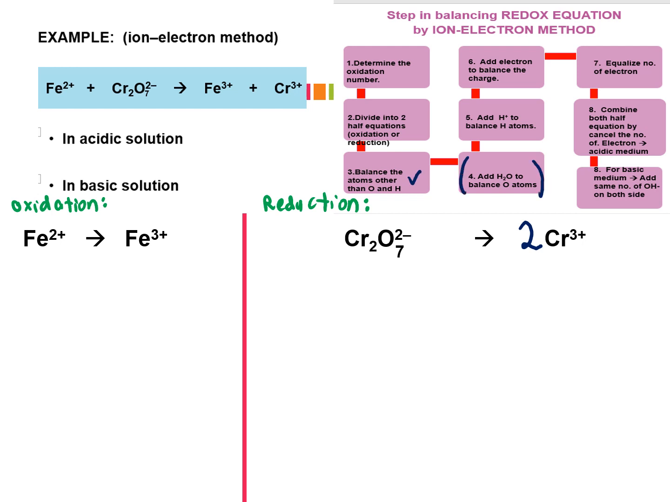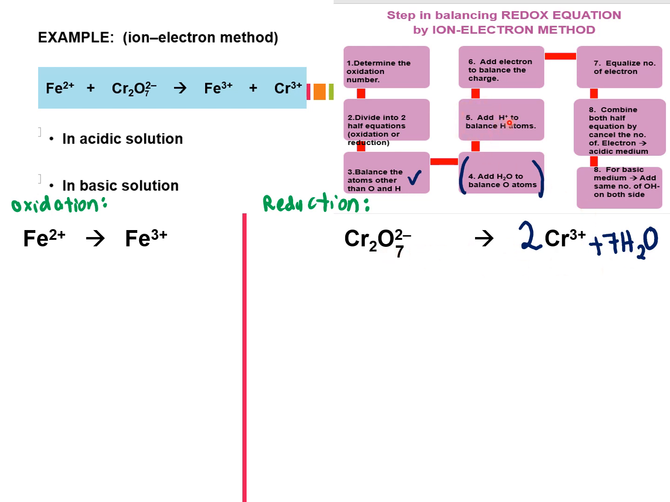Add H2O to balance the oxygen atoms. So the first equation does not have any oxygen. So check the second equation. The second equation on the left side has 7 oxygen. So how to balance it? We add 7 H2O on the right side, to balance the number of moles of oxygen on the left side, 7 moles. Okay, settle, the oxygen is balanced.